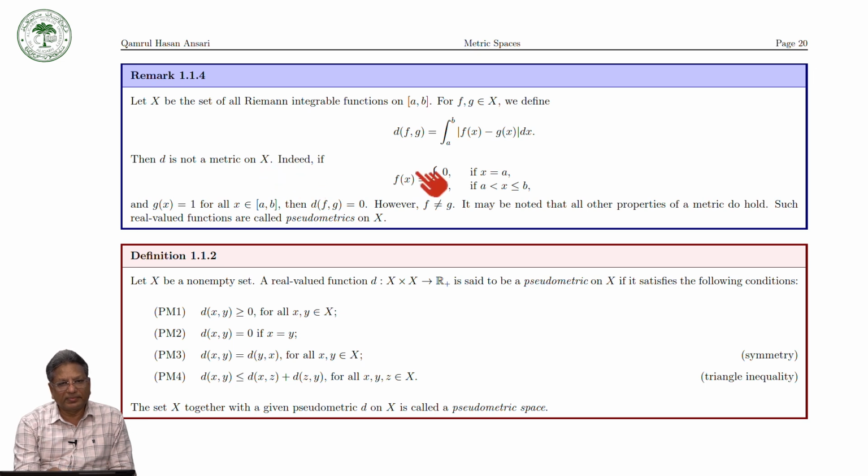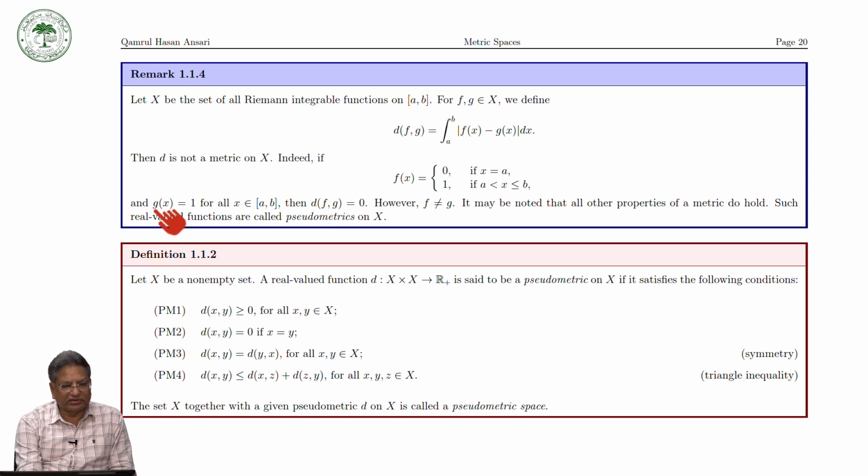Why is it not a metric on X? We can take f(x) equal to 0 when x is equal to a, and f(x) equal to 1 when x lies between a and b. It means that the function f is not continuous. It has a discontinuity at x equal to a. So the function is not continuous. And let us consider the function g, g(x) equal to 1, a constant function, and so it is continuous. So f is not continuous, but g is continuous.